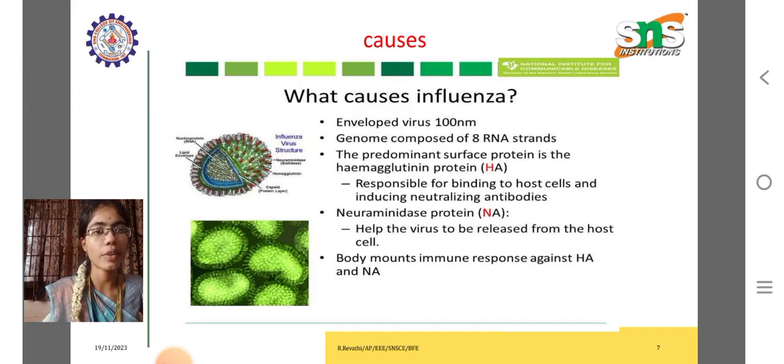Causes. What causes influenza? An enveloped virus of 100 nanometers. The genome is composed of 8 RNA strands. The predominant surface protein is the hemagglutinin protein, responsible for binding to the host cell and inducing neutralizing antibodies. Neuraminidase protein, NA, helps the virus to be released from the host cell. The body mounts an immune response against HA and NA.